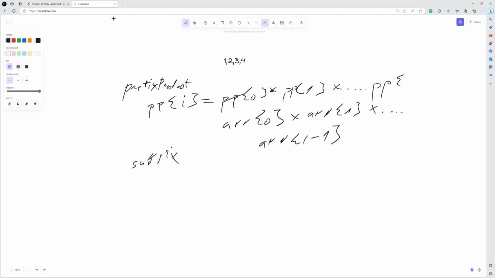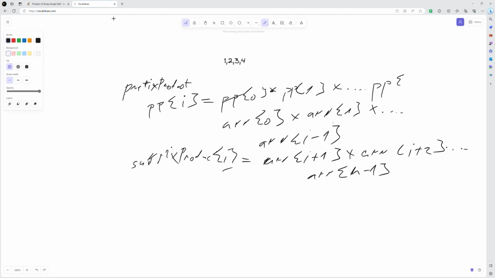So for the suffix product of i, we have the array starting from the number just after the index we are calculating the suffix product for, multiplied by the next number, and so on until we reach the last element of the array.